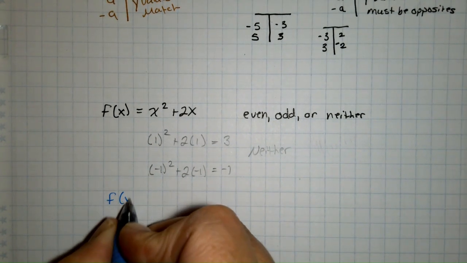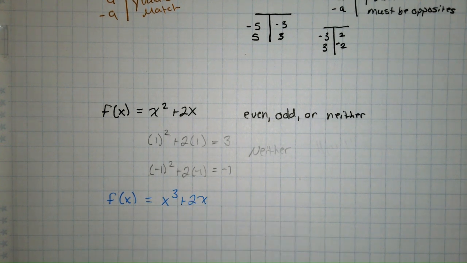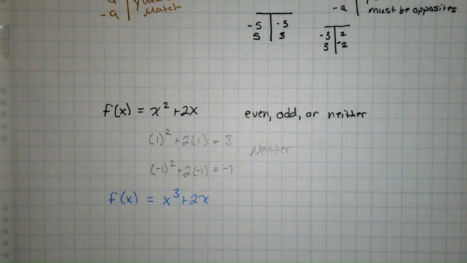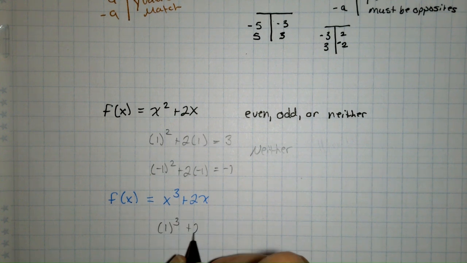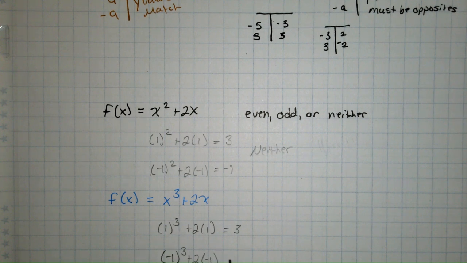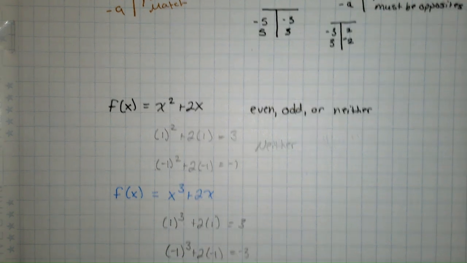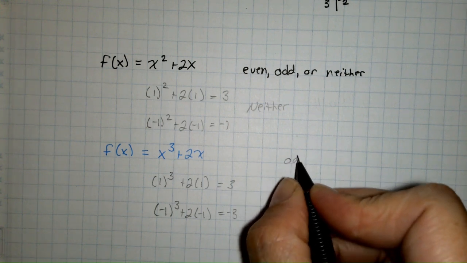What about f of x equals x cubed plus 2x? Again, I'll test 1 and -1. So 1 plus 2 is 3. -1 plus -2 is -3. Hey, it looks like they're going to be, since these are opposites, it looks like it's going to be odd.